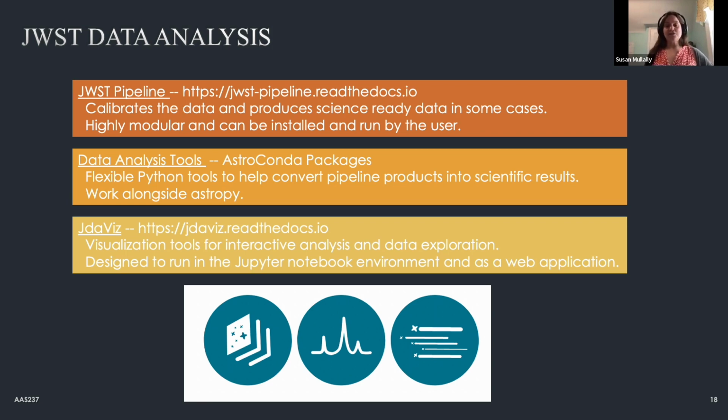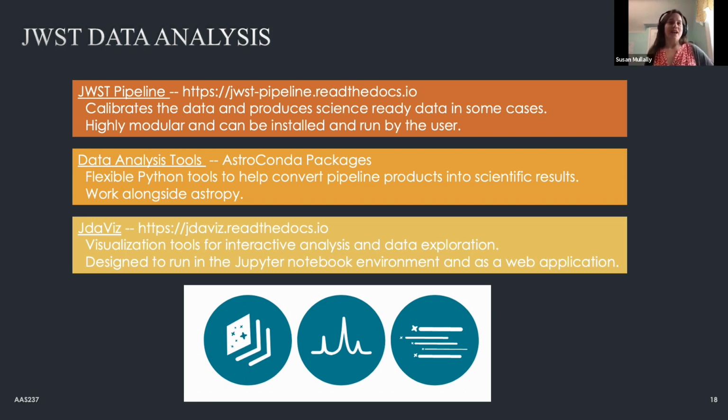It's highly modular, so if there are parts of it that you would like to change slightly, you can do that. You can also just change how it was run by changing some knobs here and there. So you could look into how to run the JWST pipeline. There are also data analysis tools that are being written, flexible tools to help convert those pipeline products into your scientific results, and they work alongside AstroPy and are primarily written in Python.